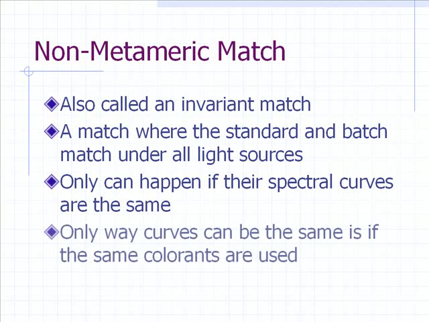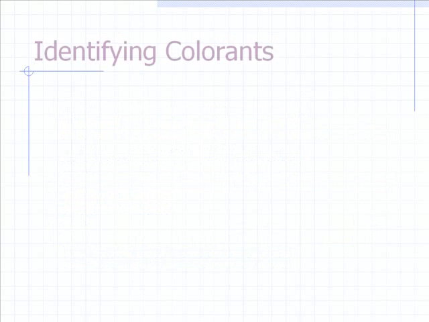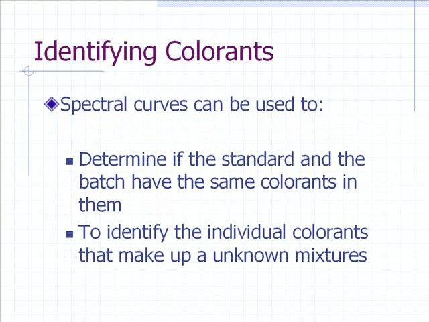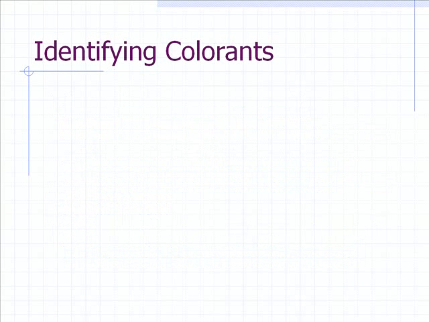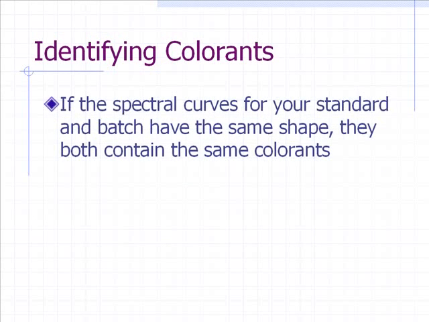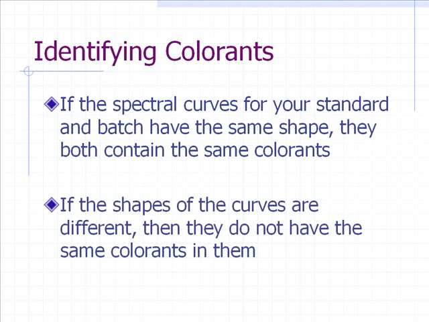Spectral curves can be used to determine if the standard and the batch have the same colorants in them, to identify the individual colorants that make up an unknown mixture. If the spectral curves for your standard and batch have the same shape, they both contain the same colorants. If the shapes of the curves are different, they do not have the same colorants. Pretty simple. A couple curves here, a couple examples that show those differences.